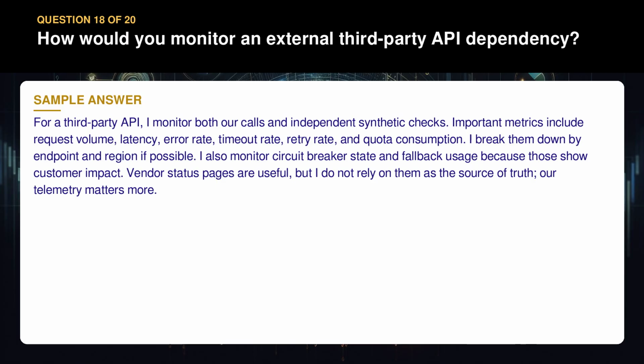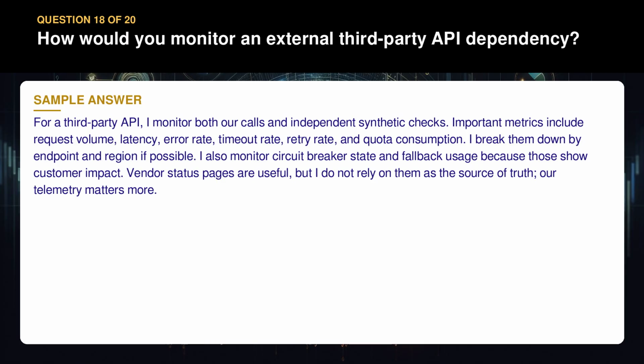Question 18. How would you monitor an external third-party API dependency? For a third-party API, I monitor both our calls and independent synthetic checks. Important metrics include request volume, latency, error rate, timeout rate, retry rate, and quota consumption. I break them down by endpoint and region if possible. I also monitor circuit breaker state and fallback usage because those show customer impact.